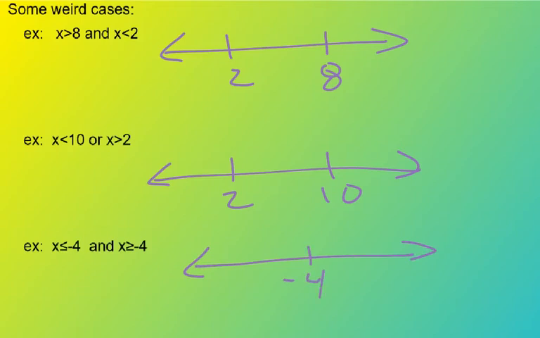In the first one, we want to shade what is bigger than 8. And what is, we'll do this in yellow, less than 2. Since it's one of the "and" ones, we need to worry about that overlap. As you can see in this picture, there is no overlap. There's nothing in the yellow that's also where the red is. So this one is just no solution.